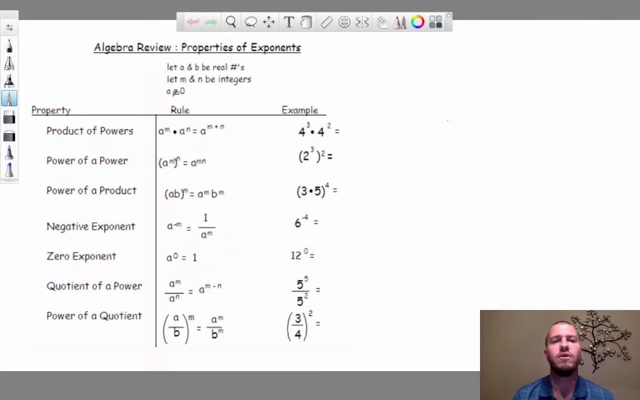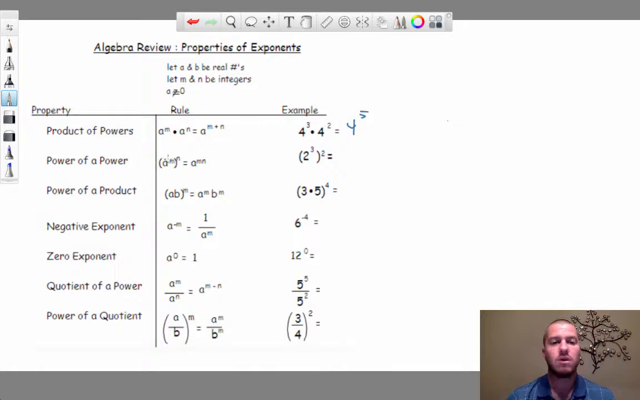So first we're going to review some properties of exponents that are from Algebra 1. And we have product of powers, which is where you're multiplying two powers with the same base. In order to use these rules, the bases must be the same. So when you're multiplying, what you do with the exponents is you add them. So 4 raised to the third times 4 squared becomes 4 raised to the fifth.